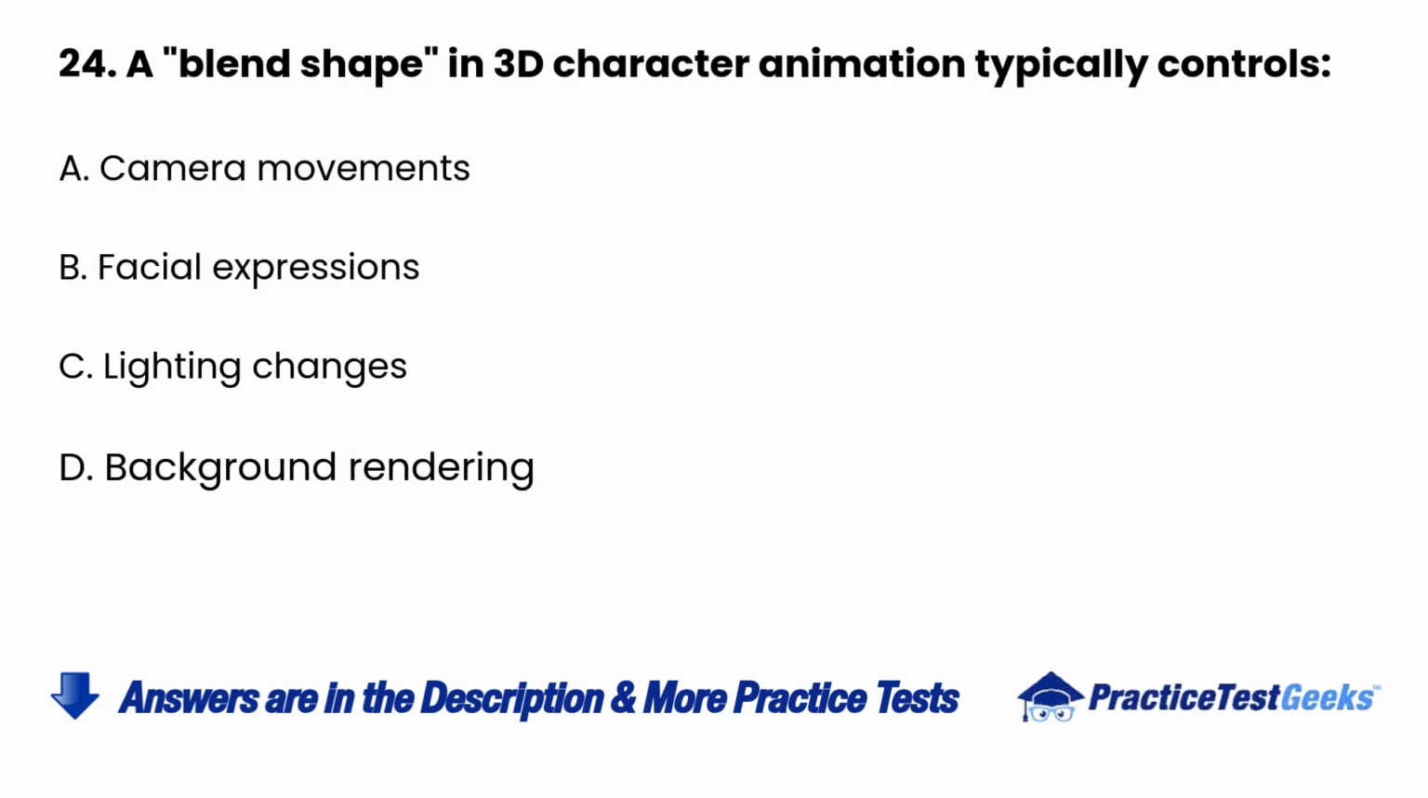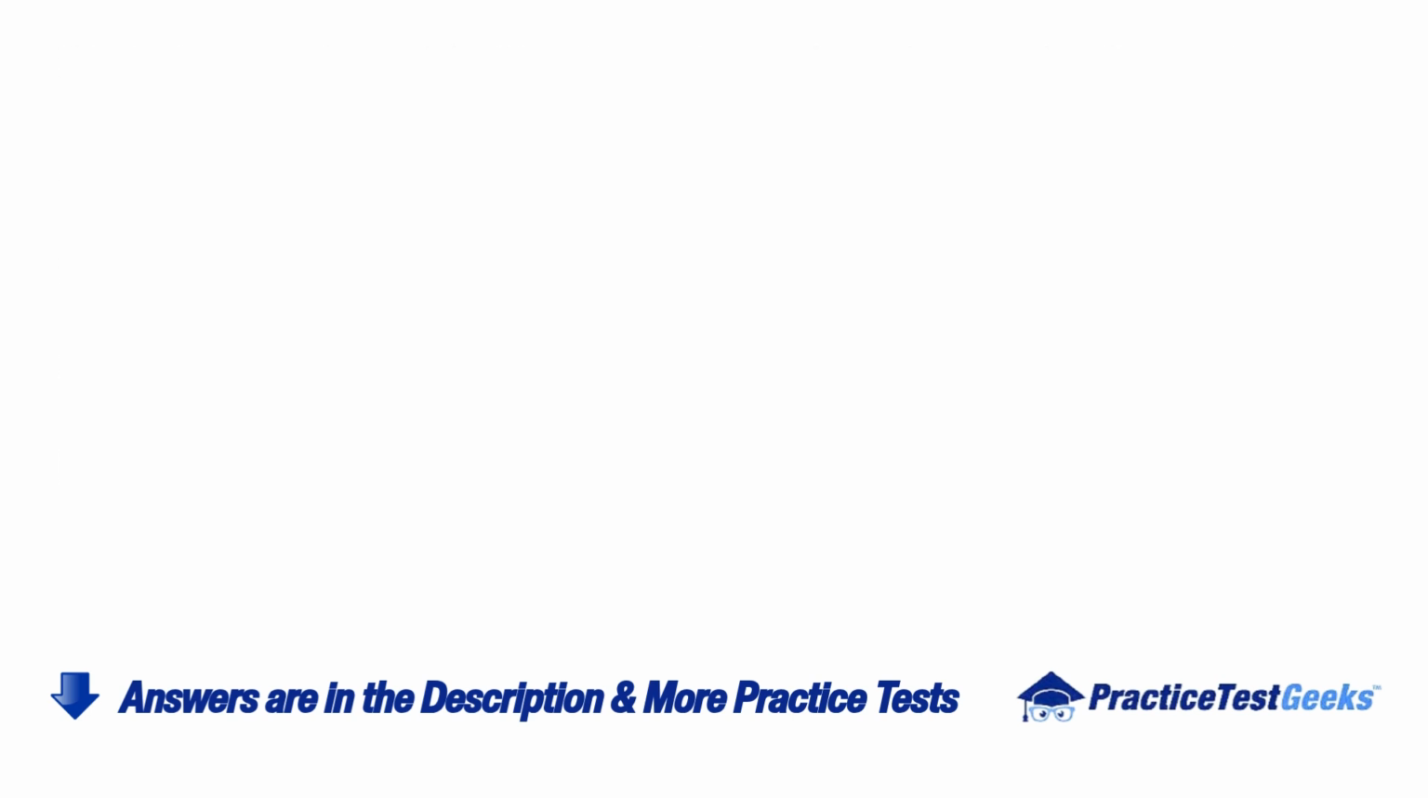24. A blend shape in 3D character animation typically controls A. Camera movements. B. Facial expressions. C. Lighting changes. D. Background rendering.